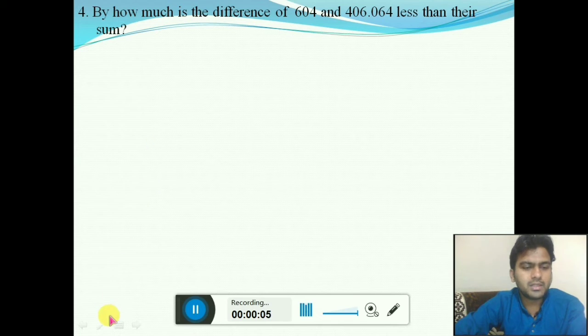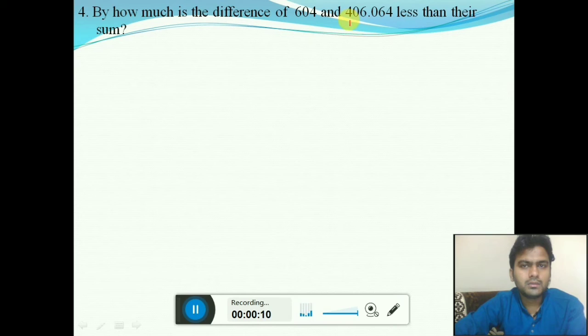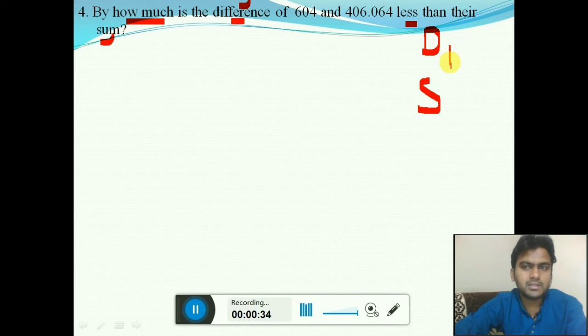How much is the difference of 604 and 406.064 less than their sum? So here we have to find the difference and the sum. Then we have to tell how much that difference is less than their sum. So we have to solve this question in two steps. The first step, we will find out the difference and sum. Then we have to tell how much less this difference is than this sum.